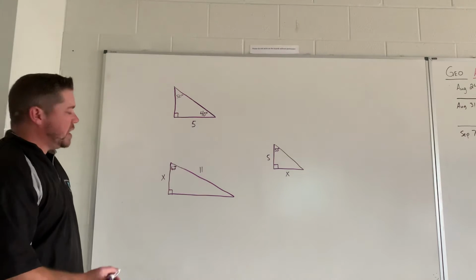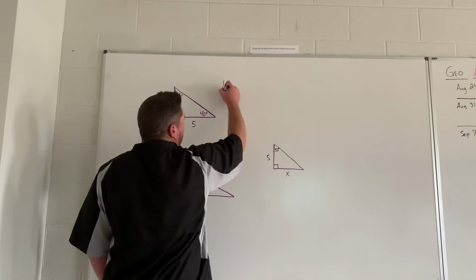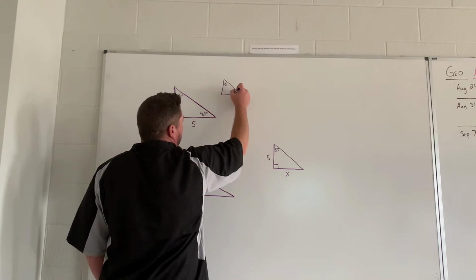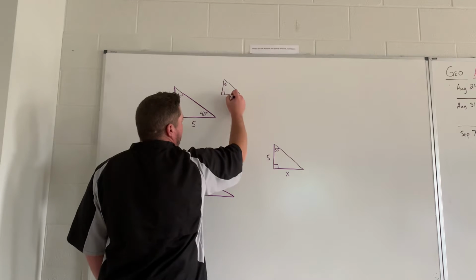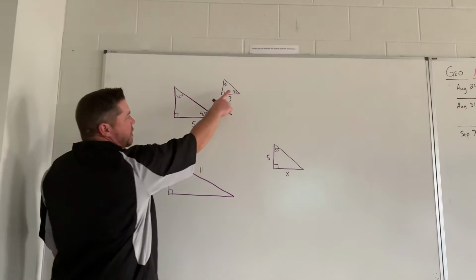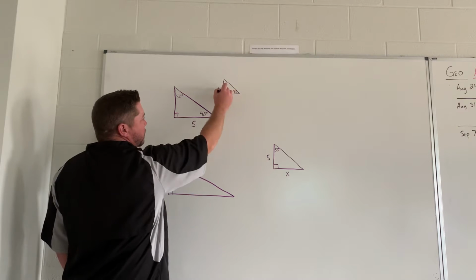So my second thing I want to think about is if I had a 45, 45, 90 triangle. If I knew what that side was, well, because my angles are the same, then my opposite sides would be the same.